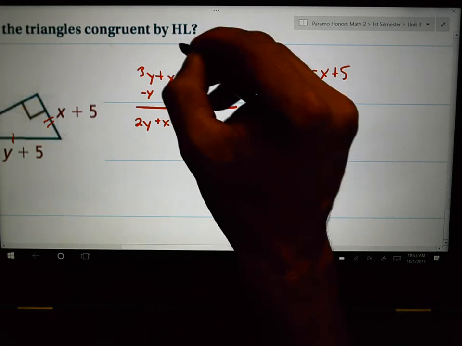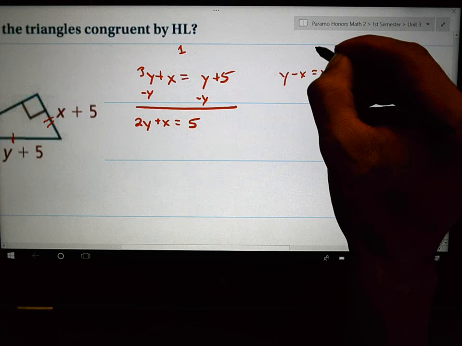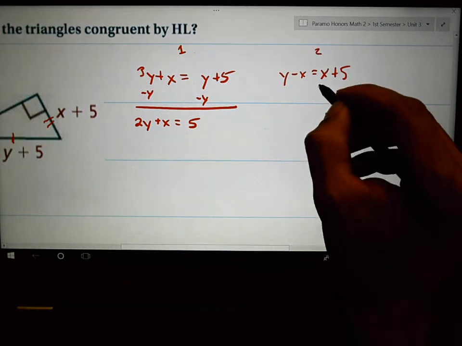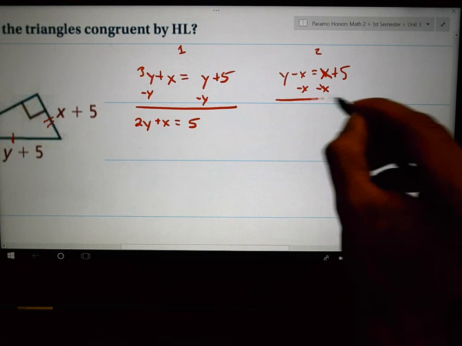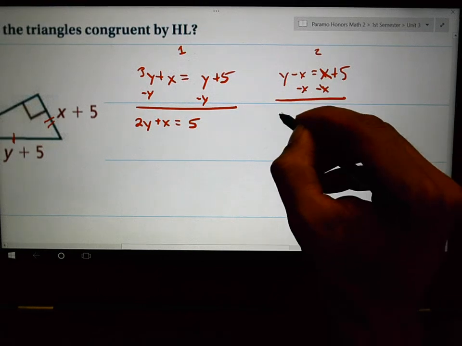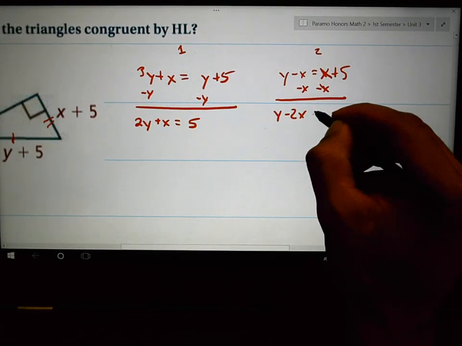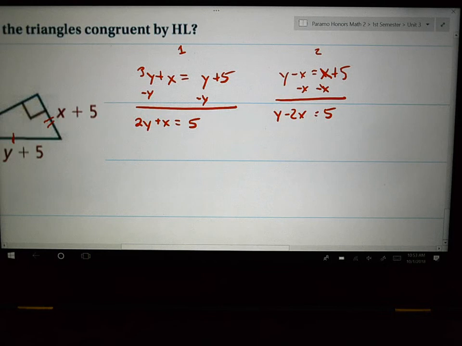That's equation number 1. Equation number 2, I'm going to subtract an x. x minus x is 0. Negative x and negative x is negative 2x. And so now what we have is equation 1 and equation 2. They're both equal to 5.